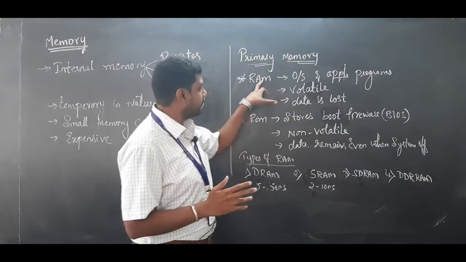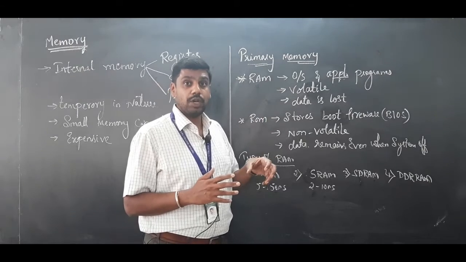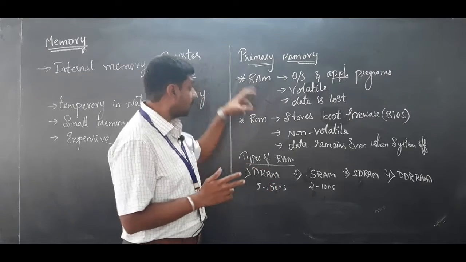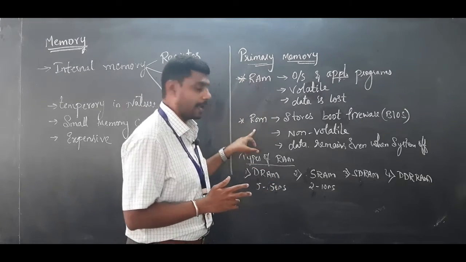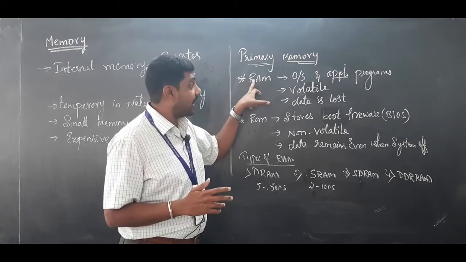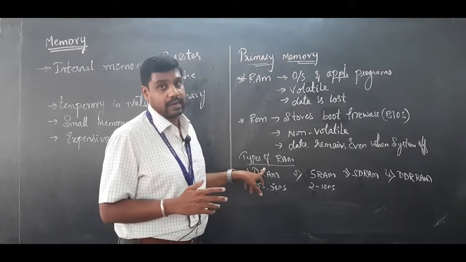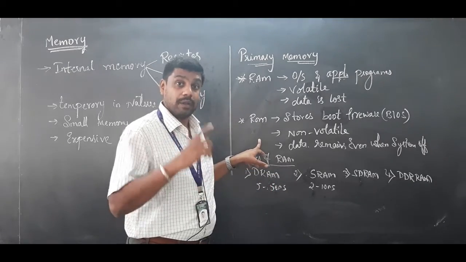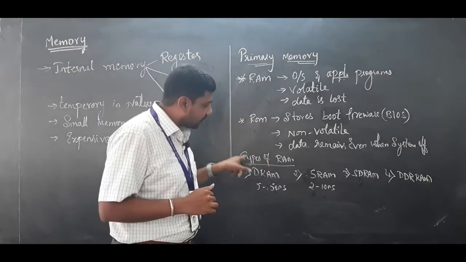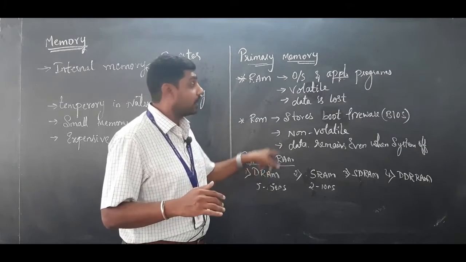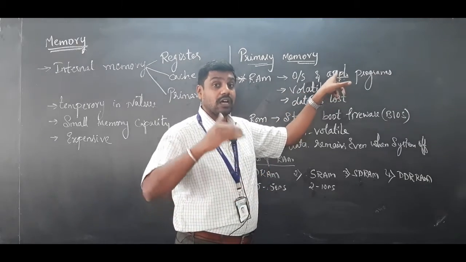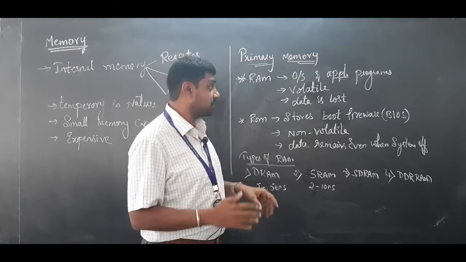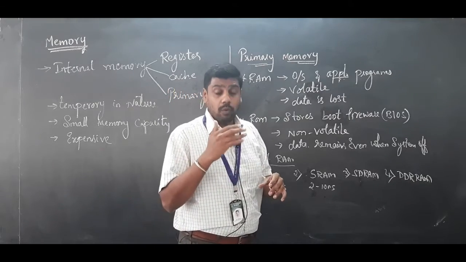Is it clear? Primary memory is the main memory which is used to store the system related programs and applications. The primary memory is classified into 2 types, RAM and ROM. This year you are having only RAM. In the first year we studied ROM, PROM, EPROM, EEPROM, like that. This year we are going to study the types of RAM. The RAM is mainly used to store the operating system and the application program related data and instructions. This is very volatile in nature.